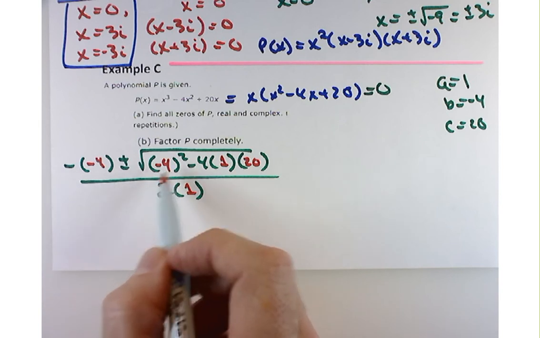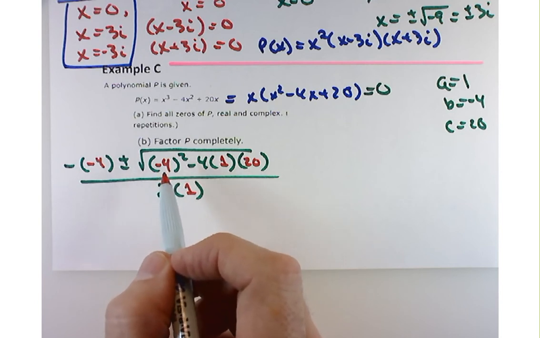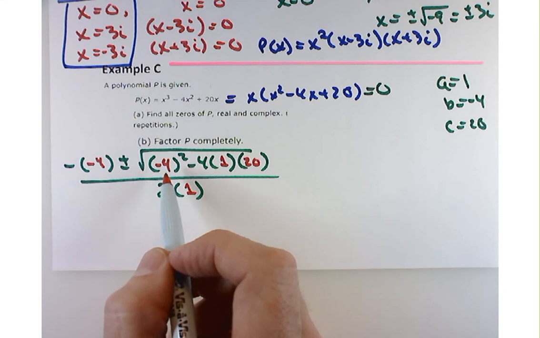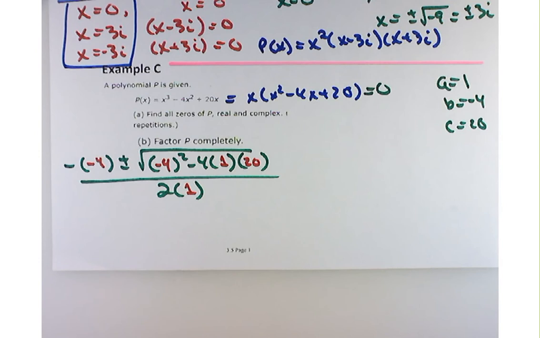When you square this, what should you get? Positive 16. But when people don't put parentheses here, a lot of times you get negative 16. So anyways, there are 2 places you can make a mistake very easily.